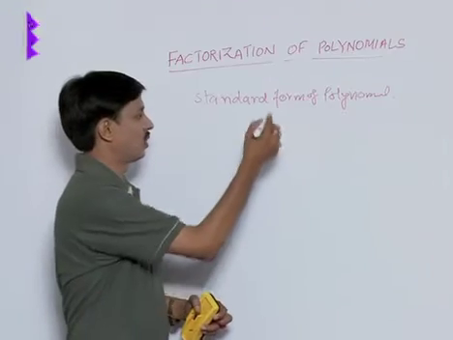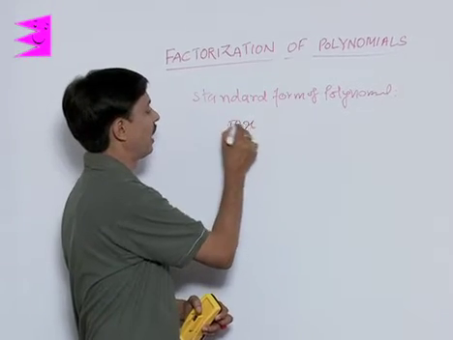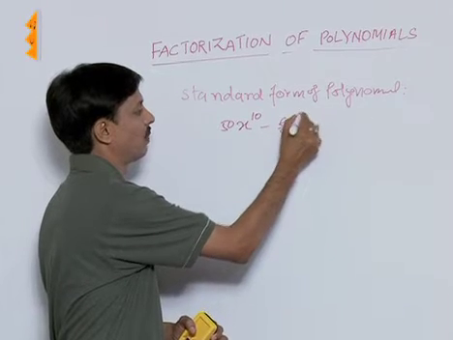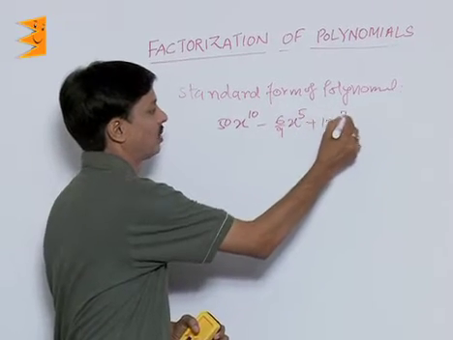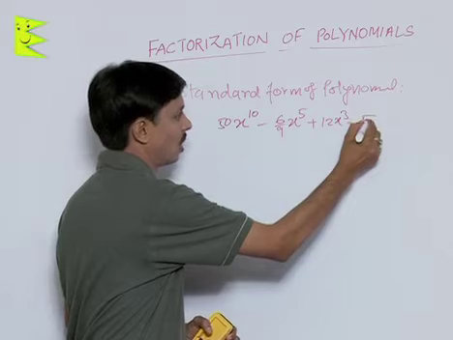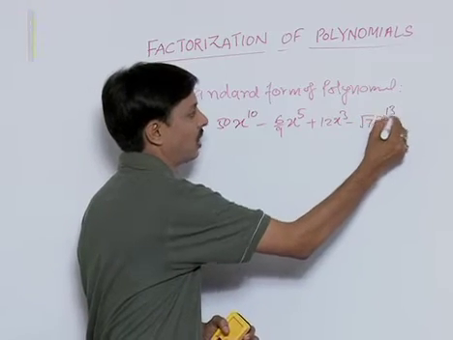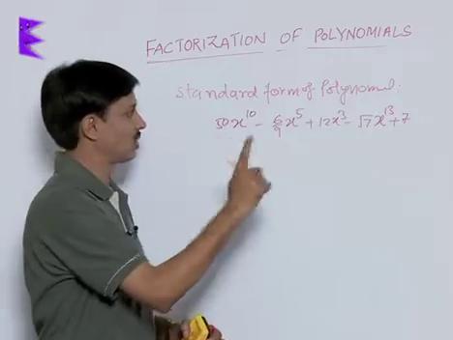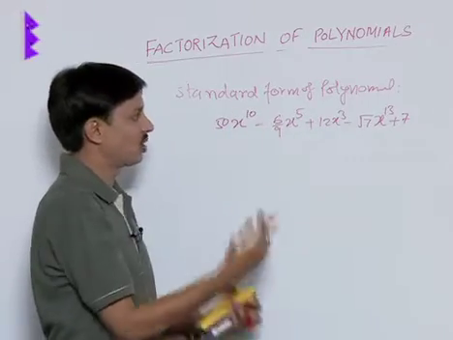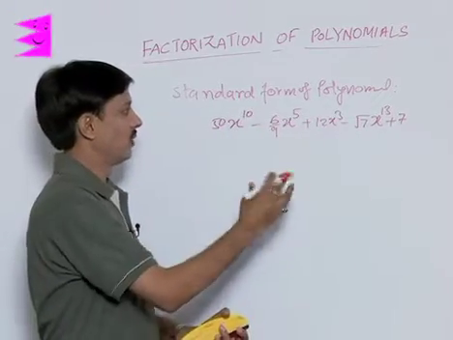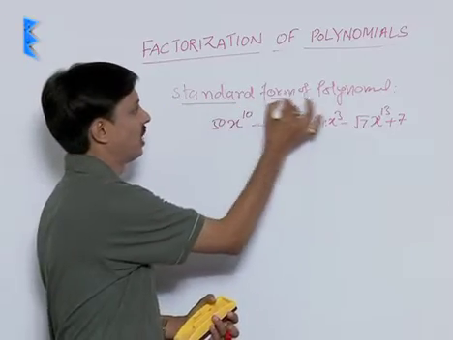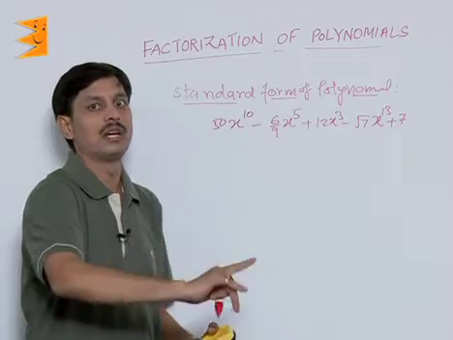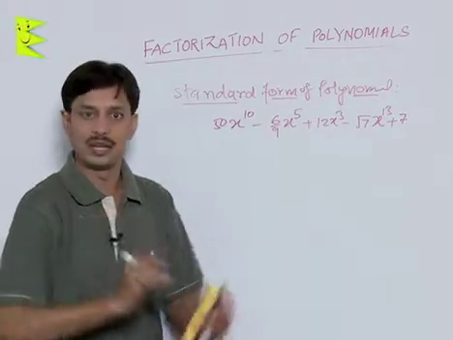Suppose there is a question that is 50x raised to the power 10 minus 6 by 9 x raised to the power 5 plus 12x cube minus root of 7 x raised to the power 13 plus 7. In case this is a polynomial, it is satisfying all the conditions. Now I want to ask you how to arrange, that is, how to convert it into the standard form. So standard form is either you write the terms in increasing powers or you write them in decreasing powers.